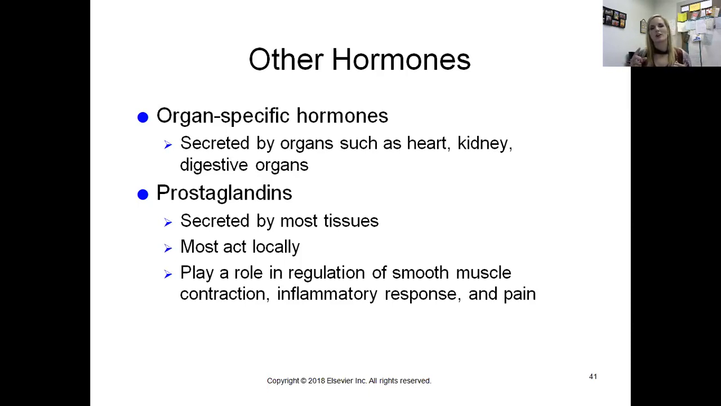So that's where, if you guys are familiar with over-the-counter medications, ibuprofen or even aspirin, it's these medications, how they work is they actually can stop our prostaglandins. They block the synthesis of these particular hormones, and therefore will stop that process of inflammation and pain. So just kind of a little FYI on that. It's just another type of hormone secreted by a lot of our tissues.